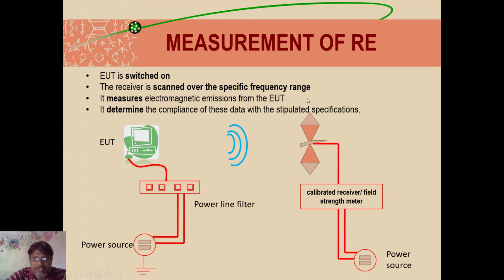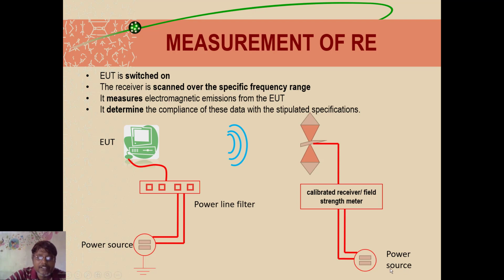Now there will be a receiver. The receiver is scanned over a specific frequency range. It will be scanning the frequency from some low frequency to high frequency, and then measures, for each frequency, the corresponding electromagnetic emissions or electromagnetic strength that it is receiving. This receiver has been calibrated and just collects the signal, which is given to the field strength meter. The field strength meter may measure E field or H field. It will give the field details here.